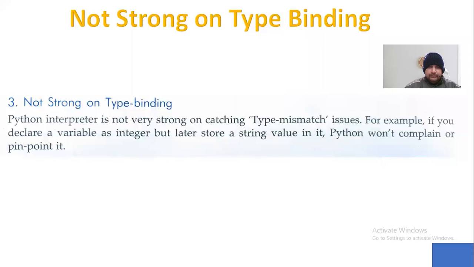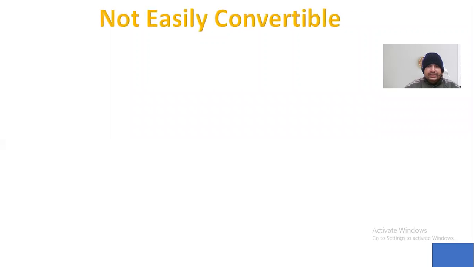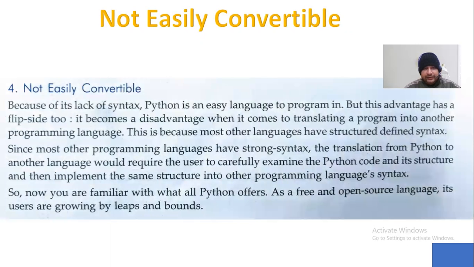So moving on to the next one, that it is not easily convertible. Generally, any application which is designed in one language can be converted into other or more recent languages. But Python is not easily convertible, right? Because of its limitations, like not having complete type binding, and so many other reasons, it is not easily convertible.